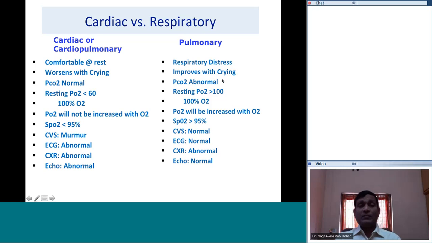Similarly, in respiratory cases the resting PO2 will be lower than 60 but rises to more than 100 with oxygen, whereas in cardiac cases the PO2 will not increase beyond 100 even if you give 100% oxygen. Whereas in respiratory cases, the PO2 will go more than 200. You also have the pulse oximeter, and examination of the cardiovascular system will show murmurs in the cardiac case. ECG and X-ray will be abnormal, whereas in respiratory cases everything will be normal except the X-ray, which will show pneumonia.